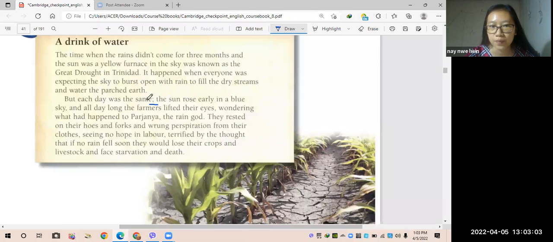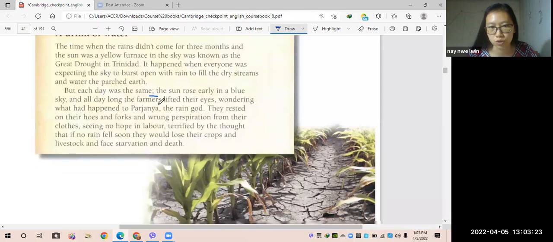Because instead we could use a full stop here, right? But to show the strong connection or strong link between the two sentences, we use a semicolon. Each day was the same, and the next part is explaining about that day again, right? So there is a strong connection between these two sentences. That is why a semicolon has been used.